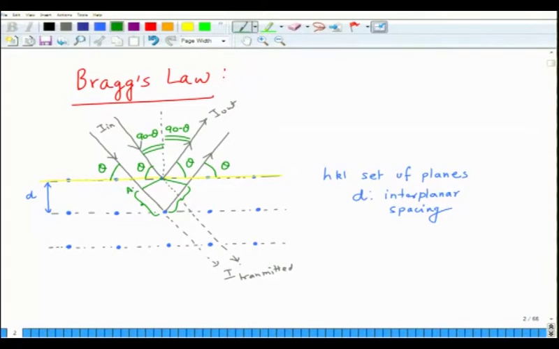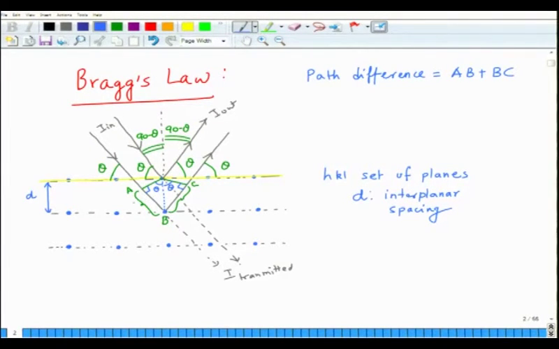So, this is A, this is B, and this is C. So, the path difference I can write as equal to AB plus BC. Okay. Now, by geometry I can say that this is 90 degrees, this is 90 degrees, this is theta, and this is also theta.